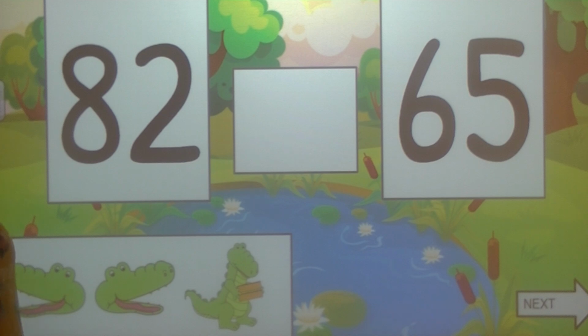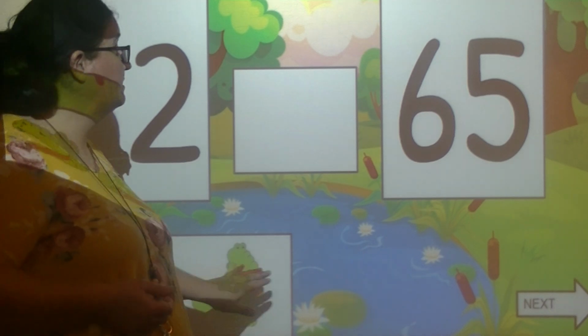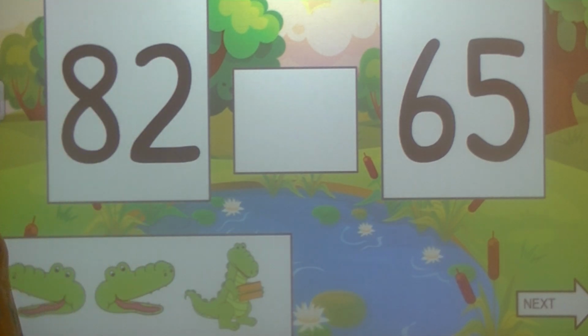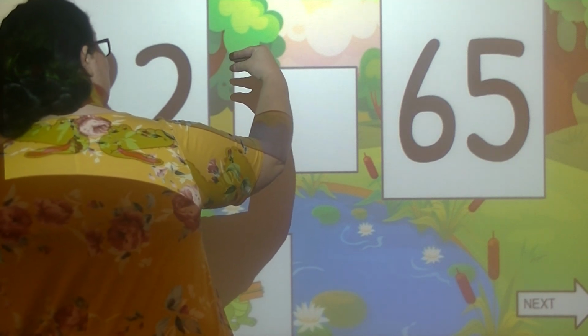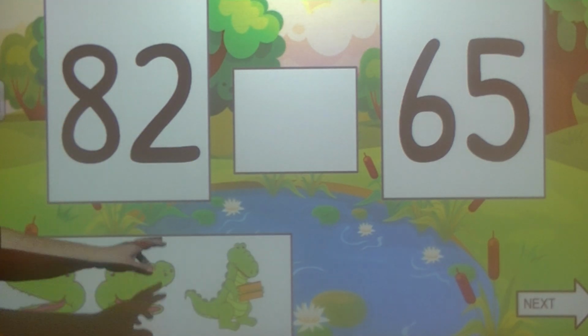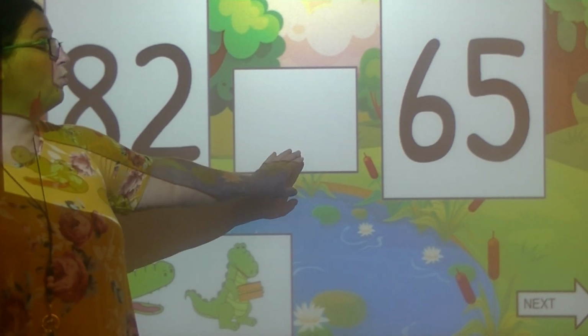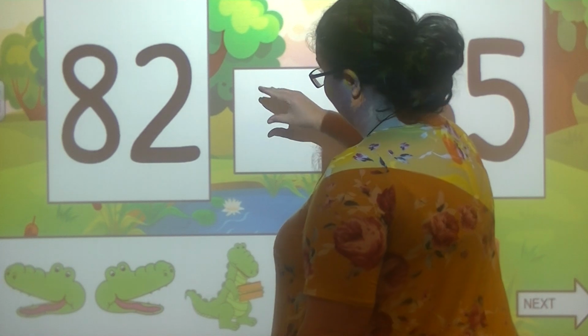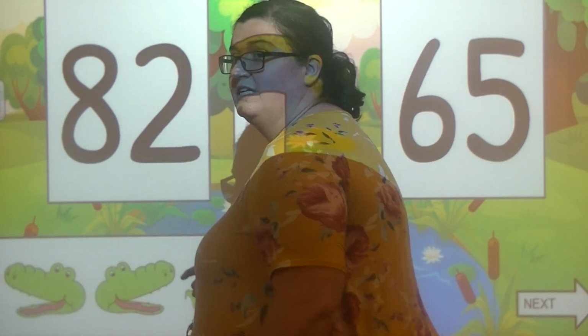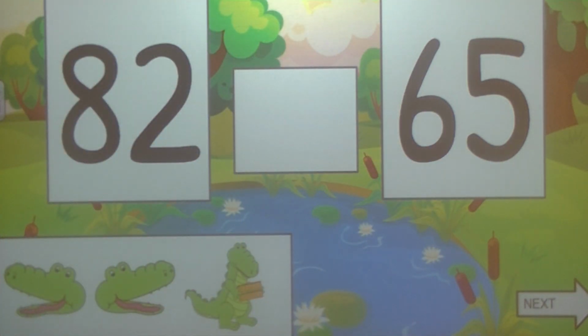Which is greater or worth more? 8 or 6? It is 8. So it is greater. Remember that the alligator mouth is going to chomp the greater number. So we want it to eat that bigger number and go this way. That's the greater than sign. 82 is greater than 65. So we would choose the one that is this way. This one. So I'm going to click on it.